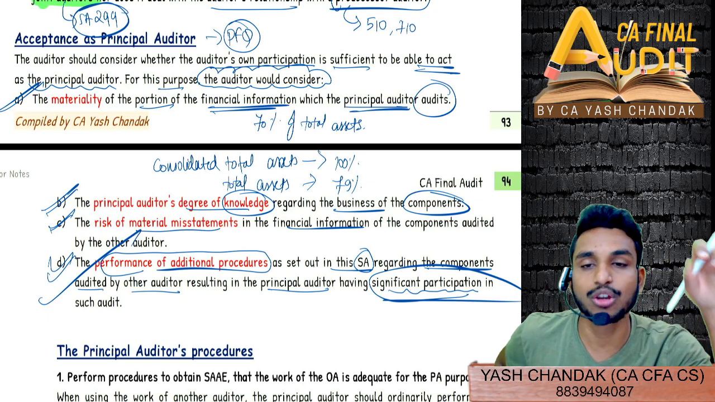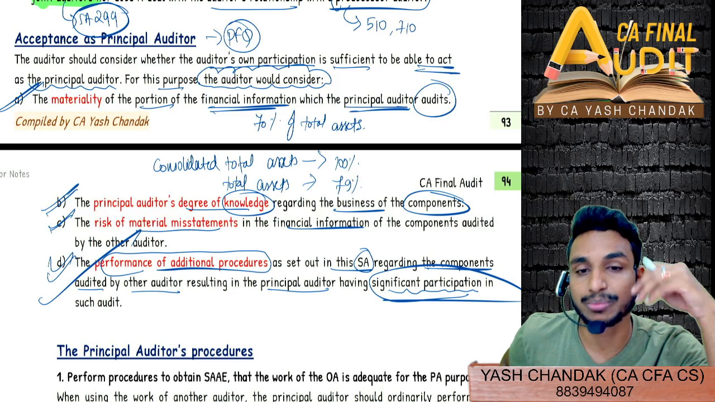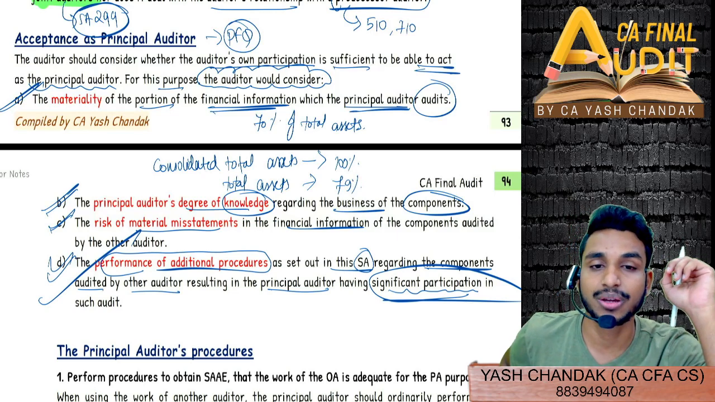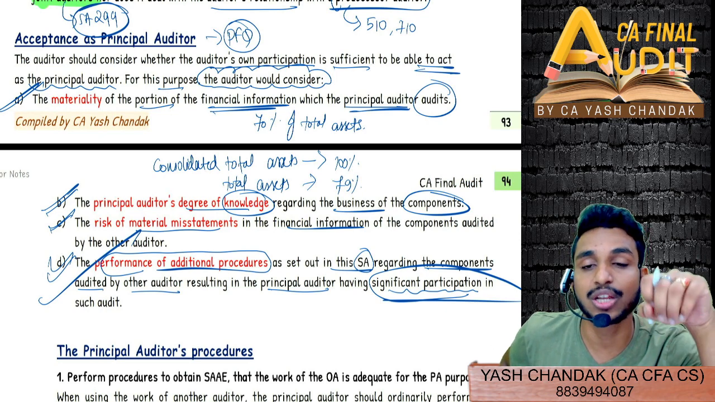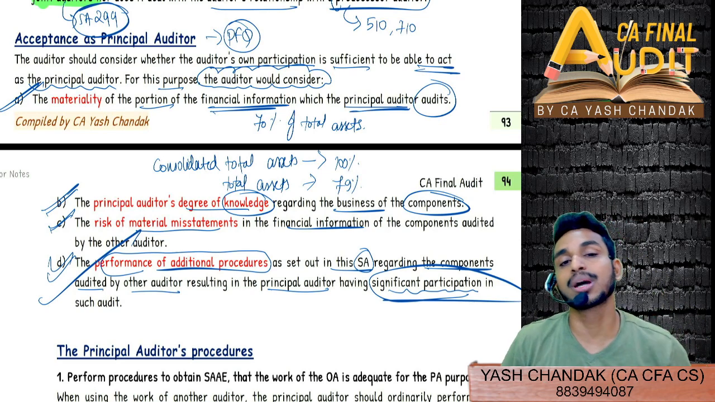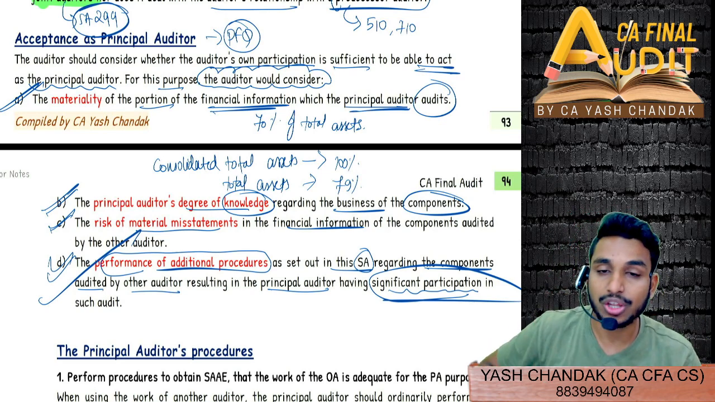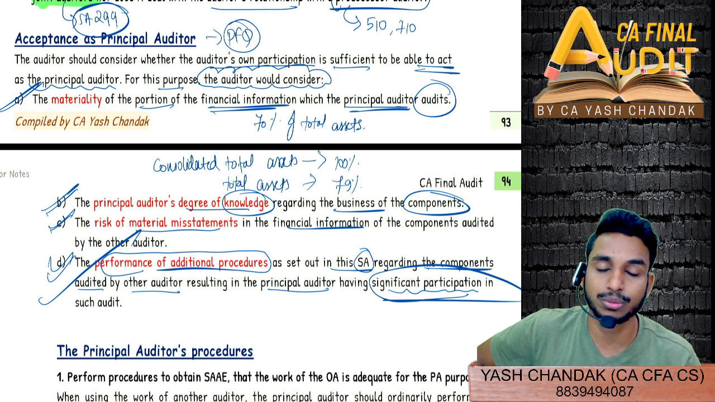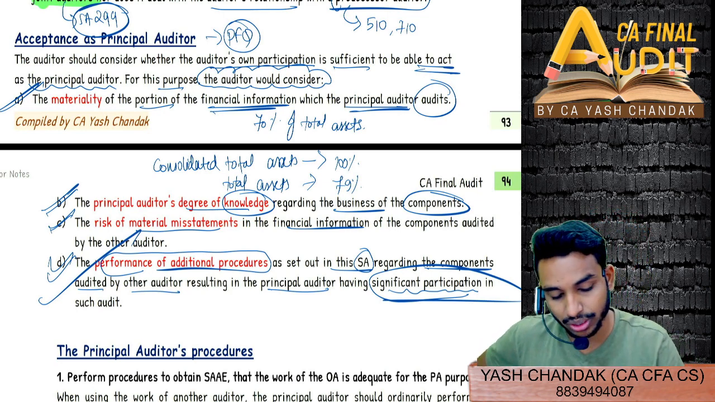So I'll consider the materiality of the portion of the financial information. My knowledge as principal auditor regarding the business of the components. Then the component auditors' ROMM, what is the ROMM there, what is the knowledge there. So I should be aware of the components' knowledge, as well as the risk of material misstatement of the components. That also I should be aware of. And lastly, performance of additional procedures required as per this standard on auditing. Acceptance as principal auditor.